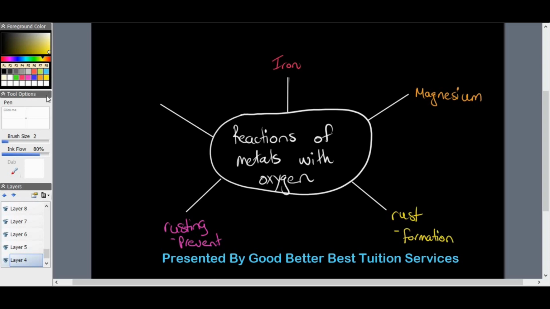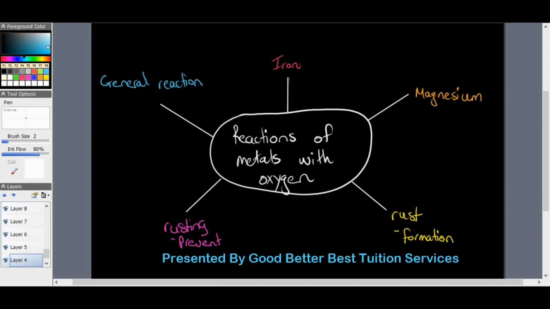Then our final one up top here, we're also going to have a look at the general reaction, the general reactions of metals with oxygen. We're going to end off with that. So that's the map that we're going to have a look at.